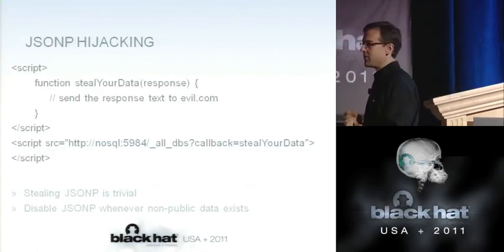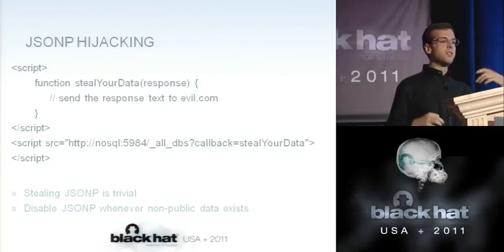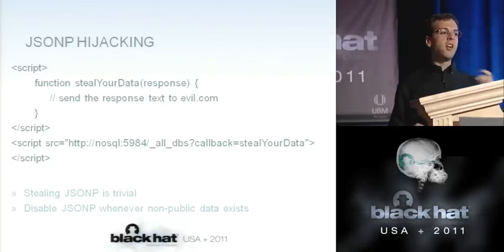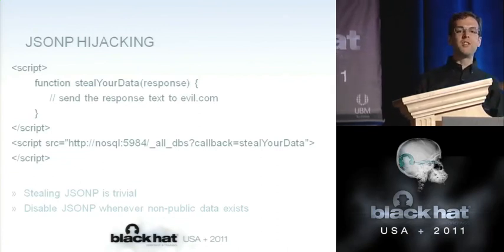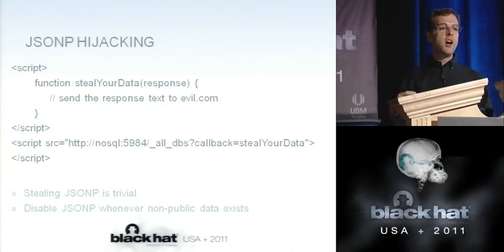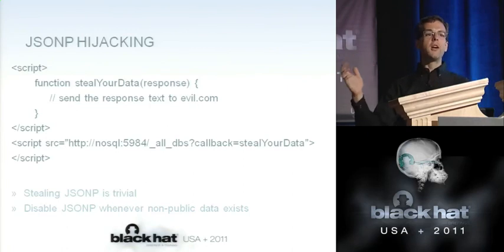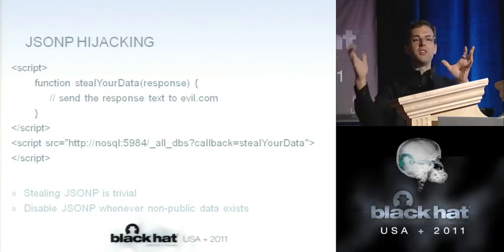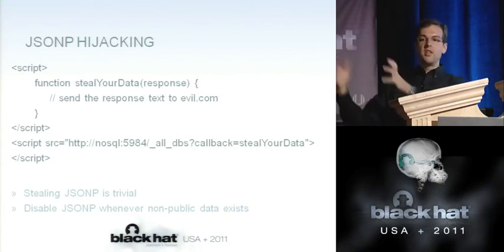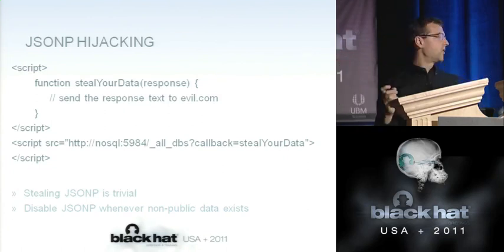unless JSON-P is involved. So JSON-P, we talked about it being JSON over REST. A lot of NoSQL also, it's usually not by default, but you can optionally turn on JSON-P. So JSON-P is JSON with padding that lets you wrap the returned JSON object in a callback. So you basically say, instead of saying NoSQL 5984 all DBs, give that back to me as JSON, you say NoSQL 5984 all DBs, and a callback is foo, or steal your data.